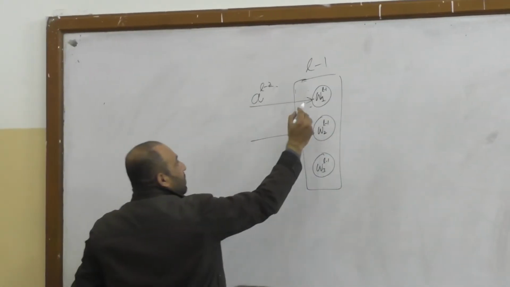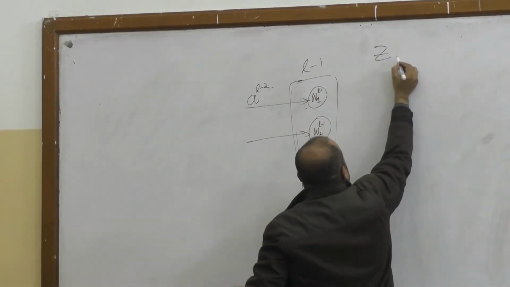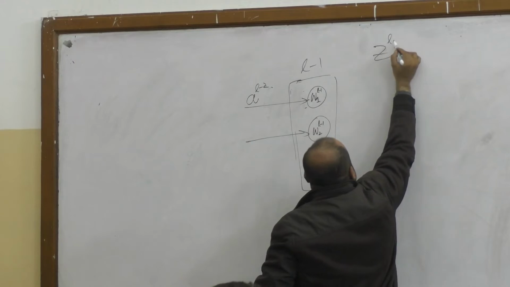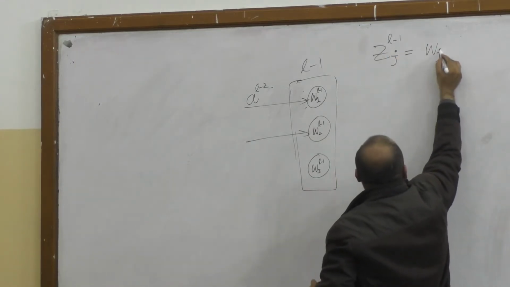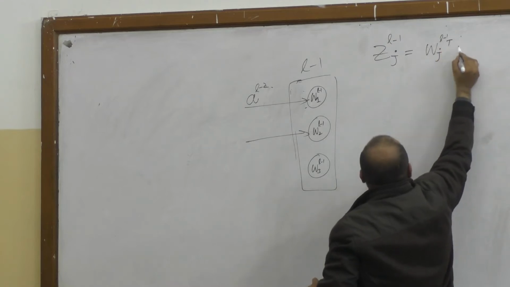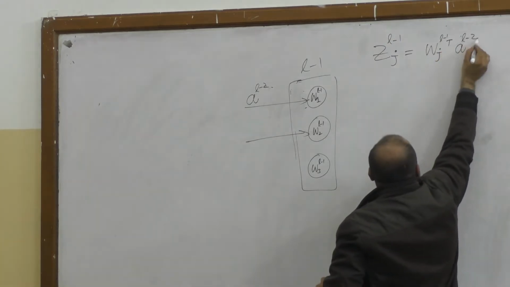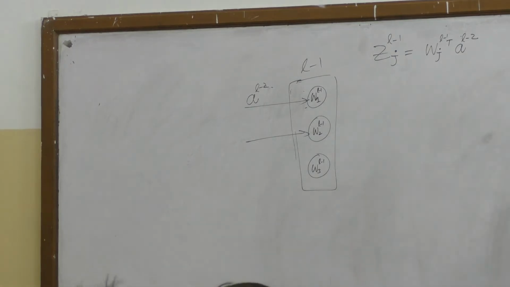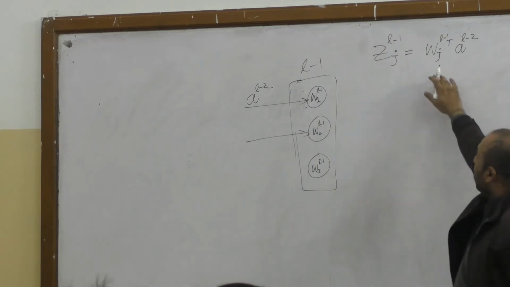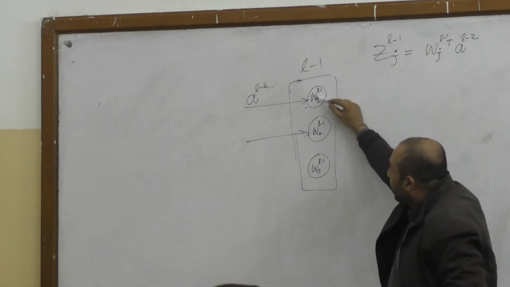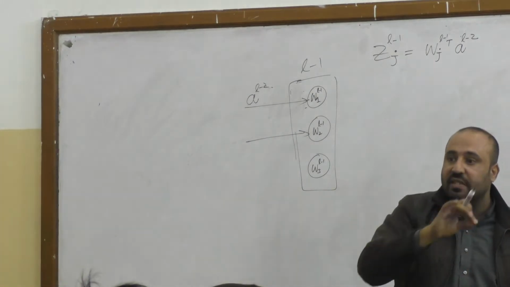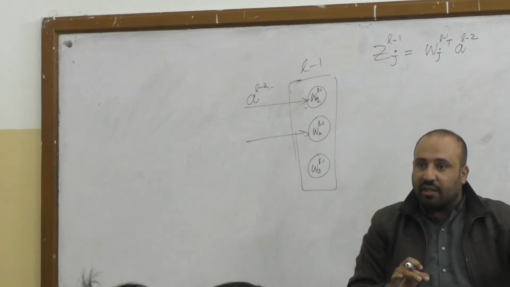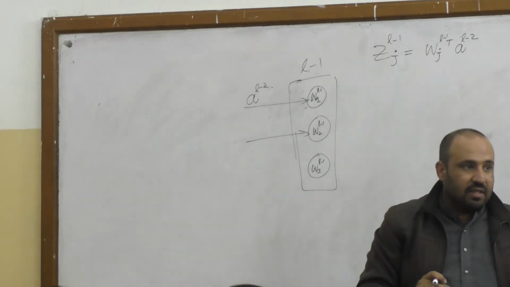Right? And Zj at L minus 1 is actually Wj L minus 1 transpose A L minus 2. Make sense? That's the forward pass. Or if you write all these, because all these W's, W1 has the same number of elements, W2 has the same number of elements, since the number of inputs coming into one node is the same as in another node. They are all same.